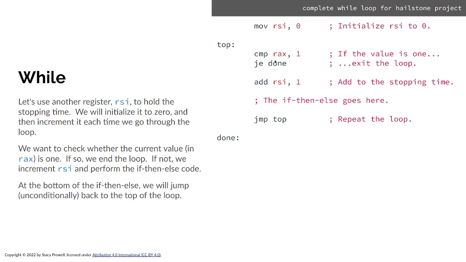What if it's not 1? Well, then I add 1 to RSI. So I've added a step. Now I do that if then else code, right? I check to see if RAX is even or odd. I do the appropriate thing, and then I jump unconditionally back to the top where I check the condition again. So each time I do something, I increment RSI by 1, jump back to the top. So here's my while do structure, and this should look pretty much like a normal while do structure to you. Great. So I just need to plug in the if then else code.